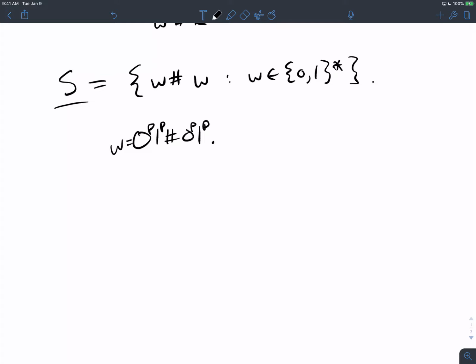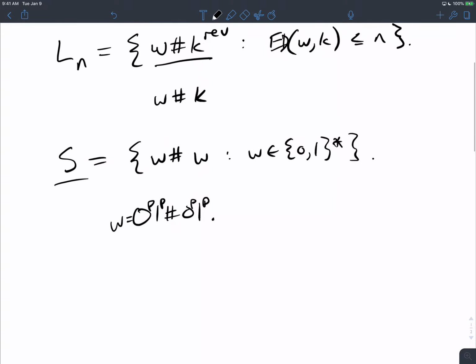Well, the other case is that the V part is in the 1s on the left side, and the Y part is in the 0s on the right side. Well, if I put an additional copy in, I'm going to have more 1s on the left side than there are on the right side. And so therefore, we're not in the language. Okay? So the proof of this is in the book, so please look at it.